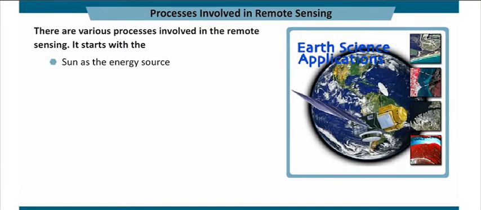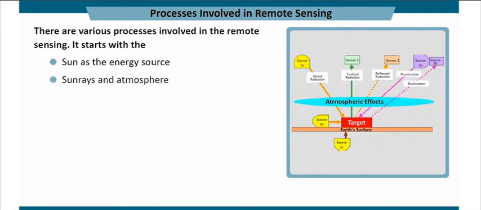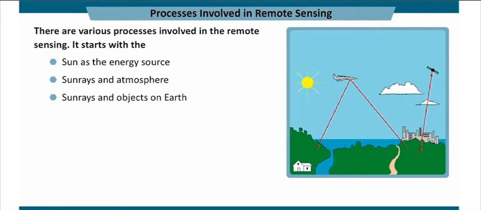There are various processes involved in remote sensing. It starts with the sun as the energy source, the first requirement for remote sensing. It provides electromagnetic radiation to the target. When energy travels from its source to the target, it will come in contact with and interact with the atmosphere through which it passes. This interaction may happen a second time when the energy travels from the target to the sensor.